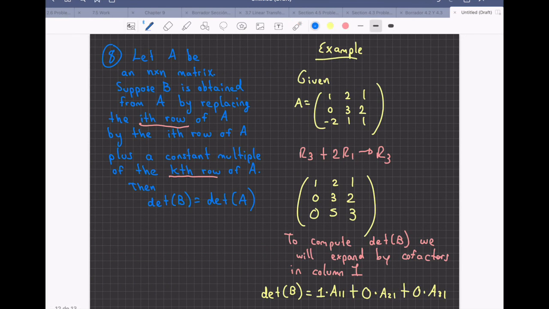So this property might be very useful, right? Because you can try to take advantage of this property to make zeros, and if you can make zeros, the computation of the determinant can be simpler.